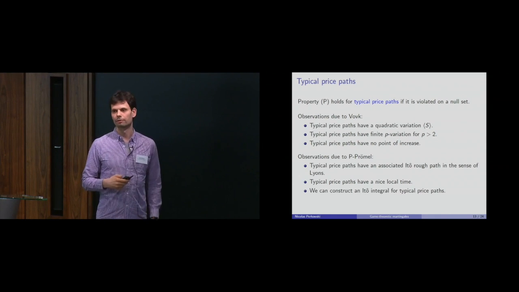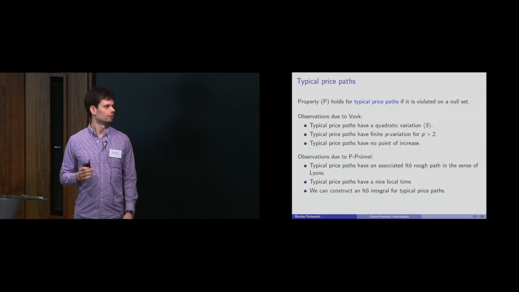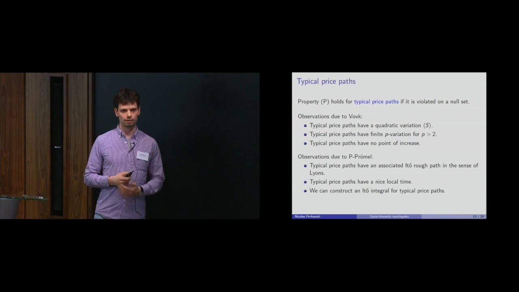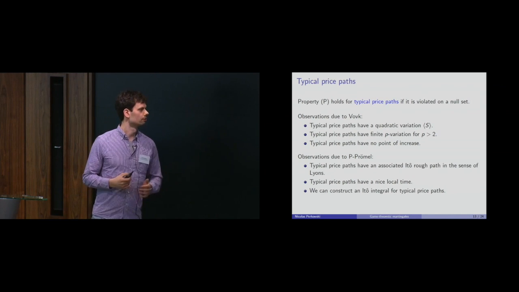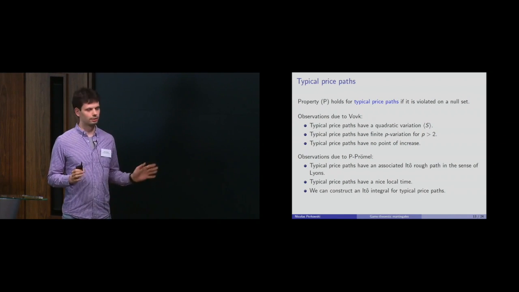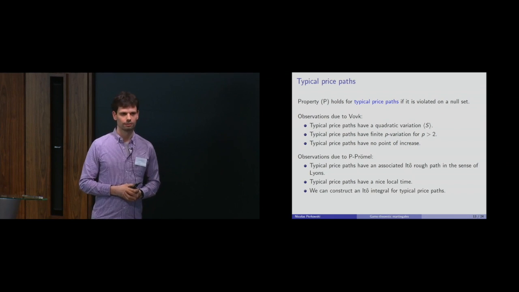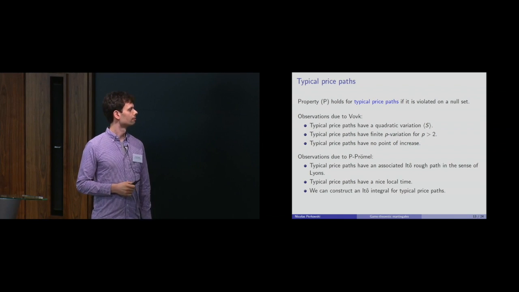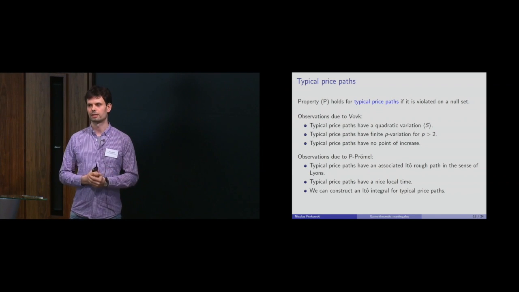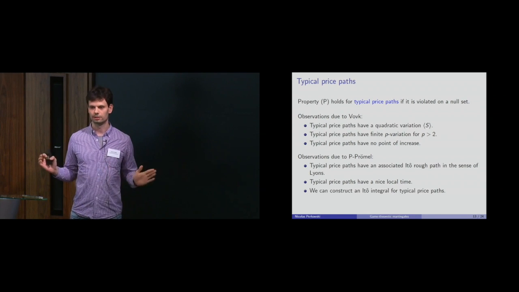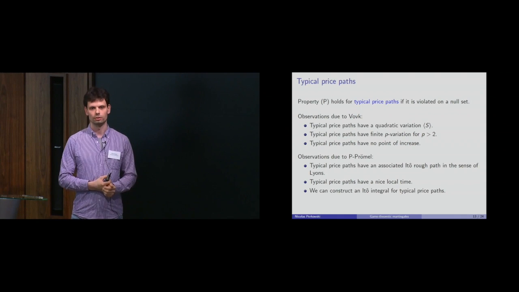And they have no points of increase, for example, and he showed lots of other things. And together with David Prömel, we showed that typical price paths are rough paths in the sense of Terry Lyons. We showed that they don't only have a quadratic variation, but in fact they have a nice local time, which is as nice as you could hope. So it's as nice as the Brownian local time.